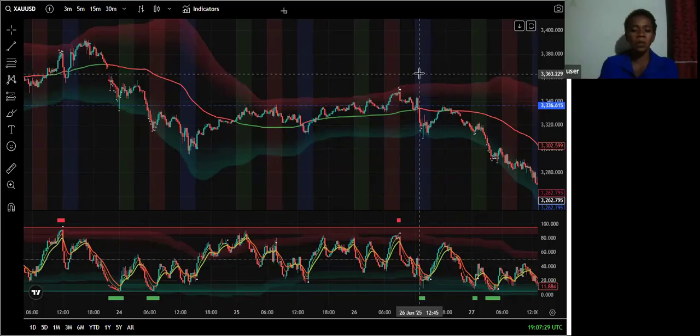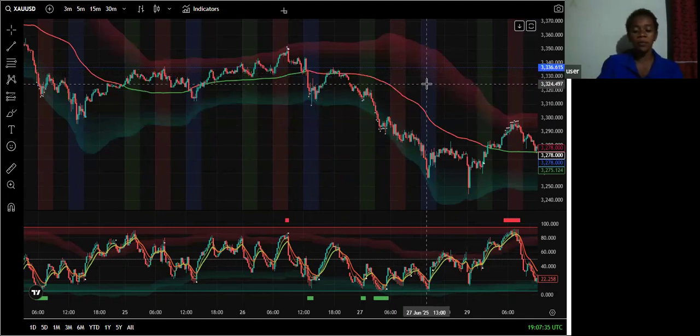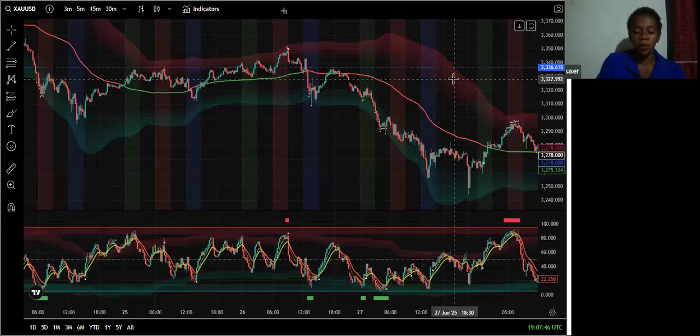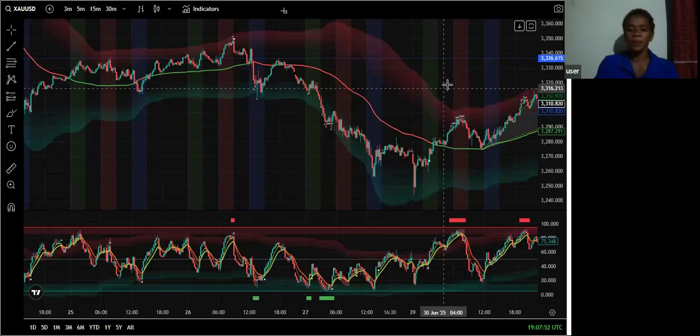Now these order blocks, an order block is actually a price zone where a large number of buy or sell orders were placed, leading to a significant price move, or you can as well say the order blocks are actually where large institutional traders place their orders.